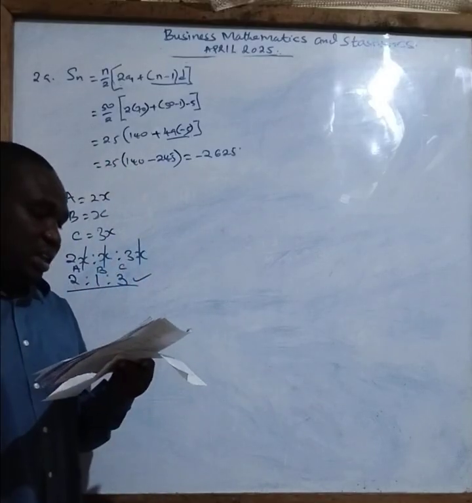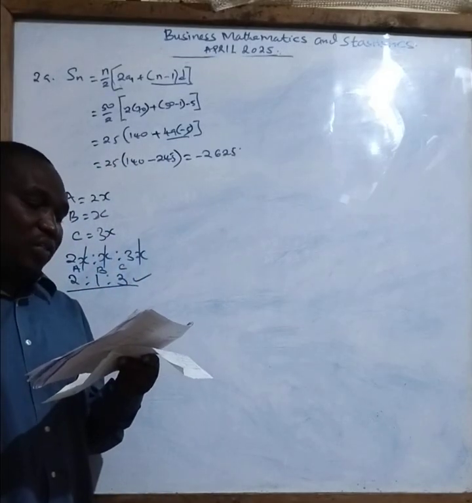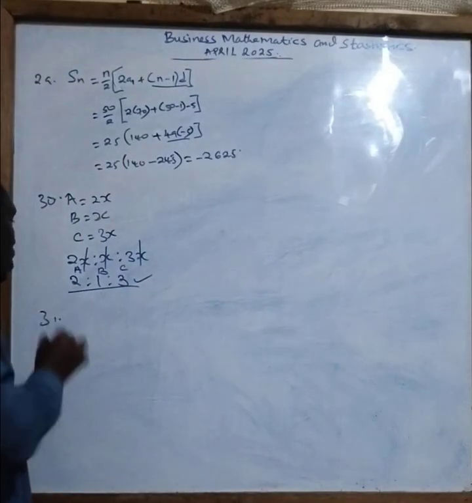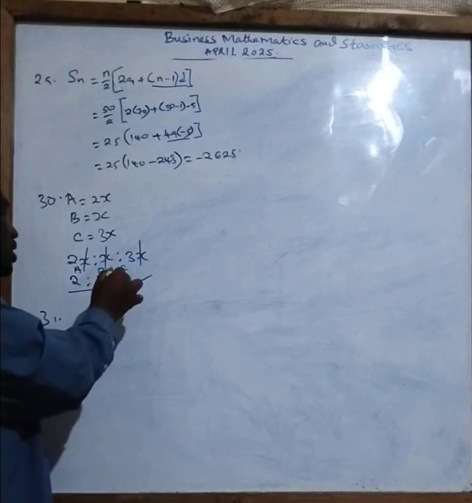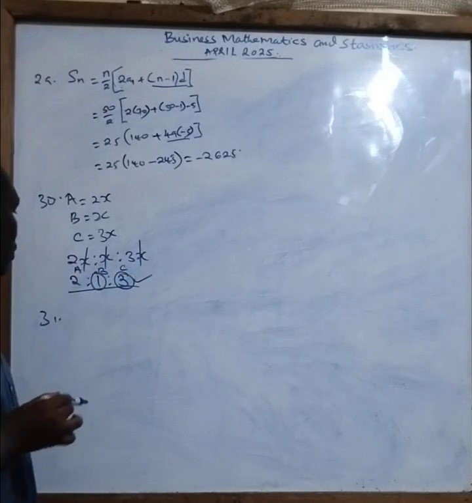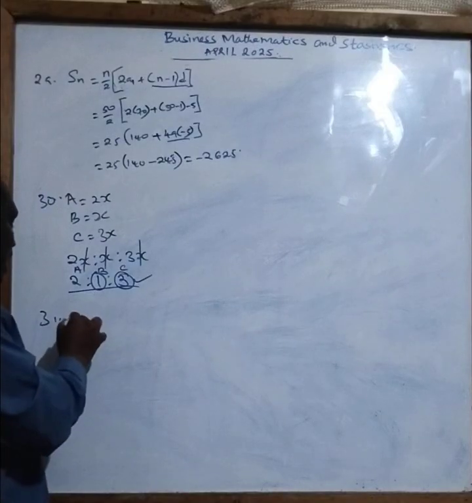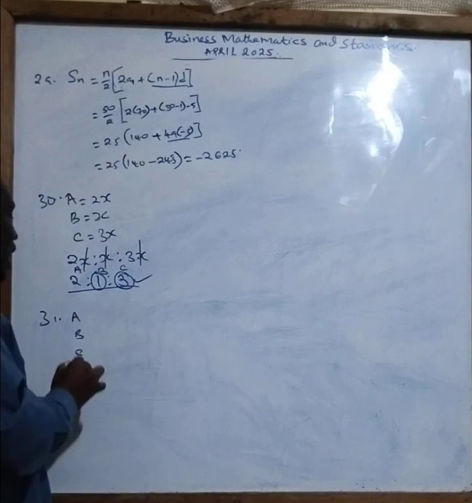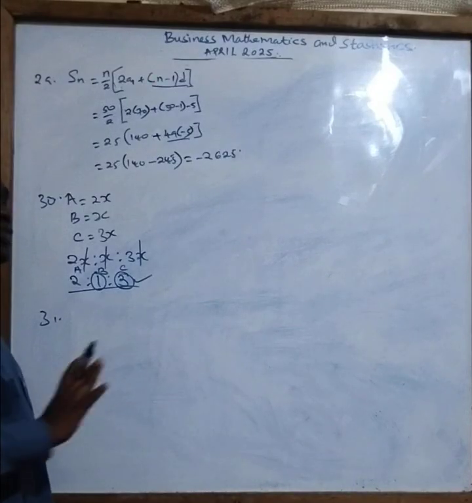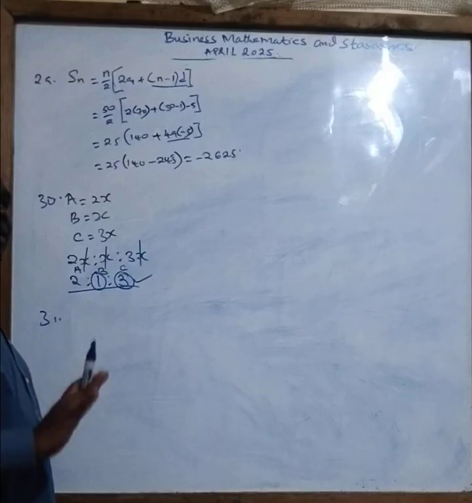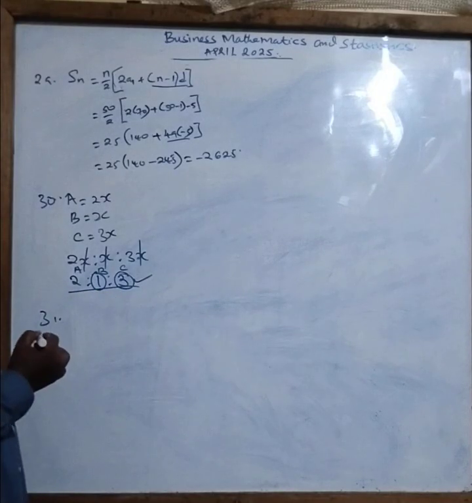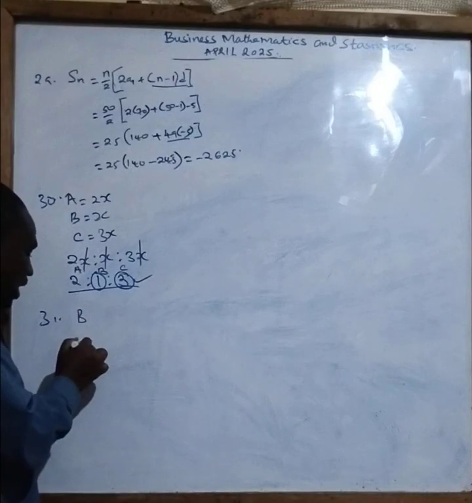Question 31. Calculate the difference between the highest contribution and the lowest contribution by the partner. By the look of this information, the highest contribution is 3 and the lowest contribution is 1. So for us to calculate this, we have partners A, B, and C. Because we have been told to find the difference between the highest and the lowest contribution, I will take this and this only, that is partner B and partner C.